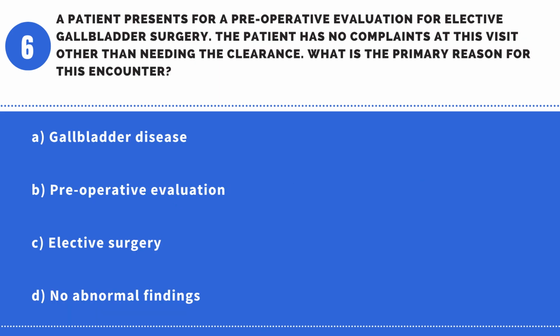Question 6. A patient presents for a preoperative evaluation for elective gallbladder surgery. The patient has no complaints at this visit other than needing the clearance. What is the primary reason for this encounter? A. Gallbladder disease. B. Preoperative evaluation. C. Elective surgery. D. No abnormal findings.